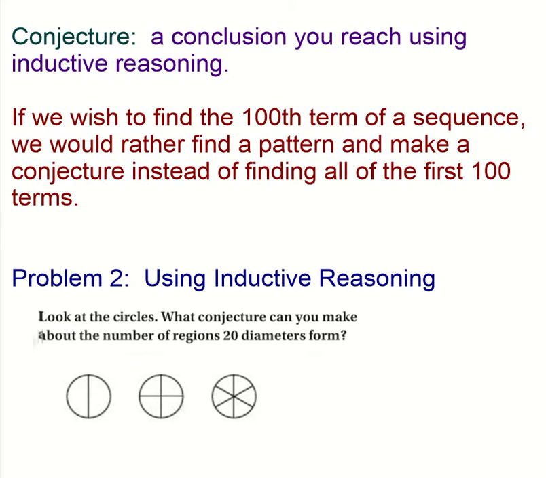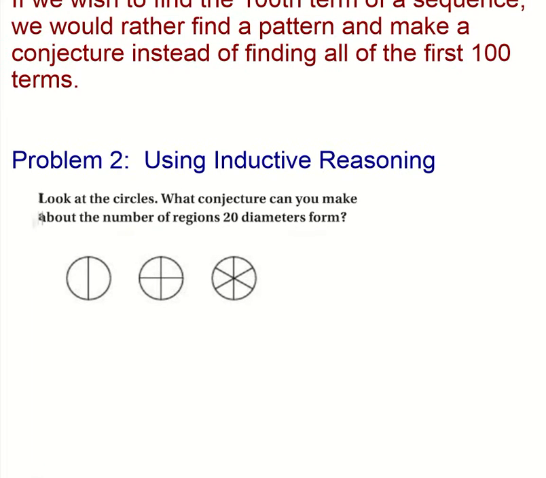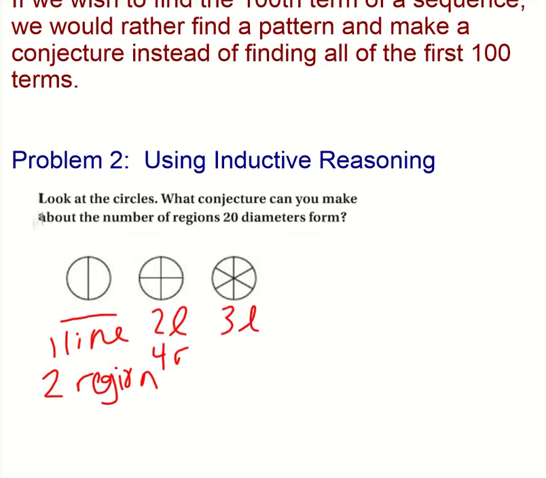If you look at these circles down here, here we have the first term in our pattern. It has one line and two regions. We look at the next circle, it has two lines and four regions. We look at the next one, it has three lines and six regions. And I start to look at that and I notice a pattern. Each time it's taking the number of lines and multiplying it by 2 to get the regions.